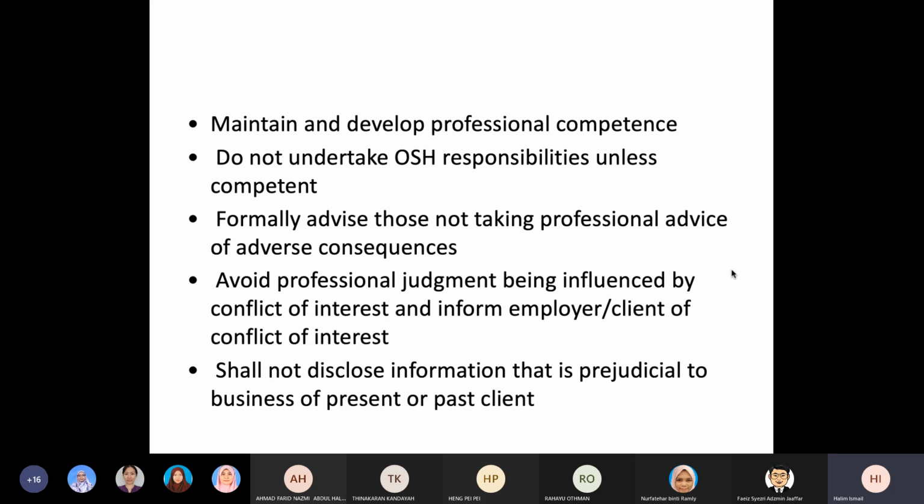Okay. Formally advise those not taking professional advice of the adverse consequences. Avoid professional judgment being influenced by conflict of interest and inform the employer or client of the conflict of interest. Shall not disclose information that is prejudicial to the business of a present or past client. So same thing in terms of patient confidentiality. You also need to, if you've been hired by an organization to become their in-house doctor, protect your client's business.